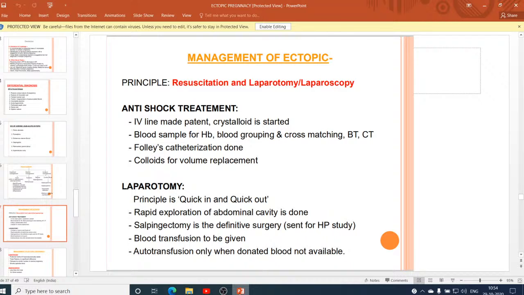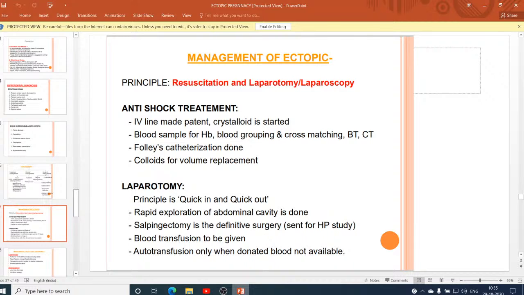Blood sample for hemoglobin, blood grouping, and cross matching. BT, CT, bleeding time and clotting time. Foley's catheterization should be done. Colloids for volume replacement. Colloids, that means blood. Laparotomy, after all this is done, we have to go very fast. That's why in laparotomy the principle is quick in, quick out. That means rapid exploration of the abdominal cavity is done.